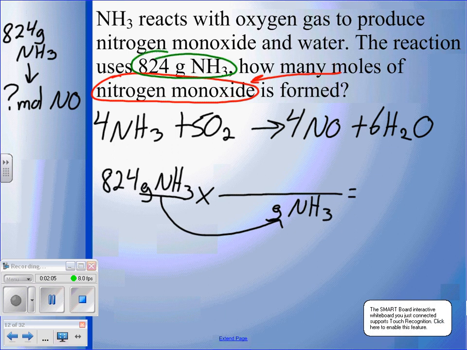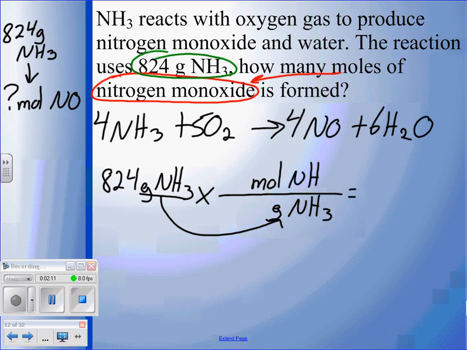And grams of NH3 can only be converted into one thing and one thing only. And that's moles of NH3. Nothing else. It cannot be converted into moles of NO. It can't be converted into grams of NO. Only moles of NH3. Now, when you have moles over grams or grams over moles, moles will always be 1, and the grams comes from the periodic table.